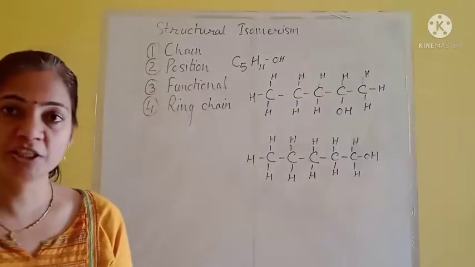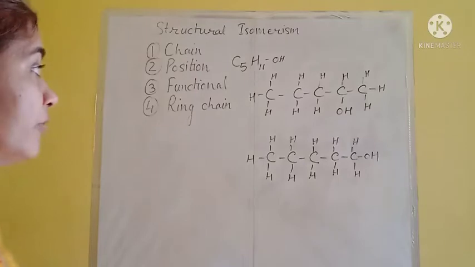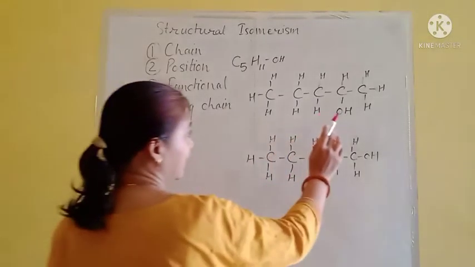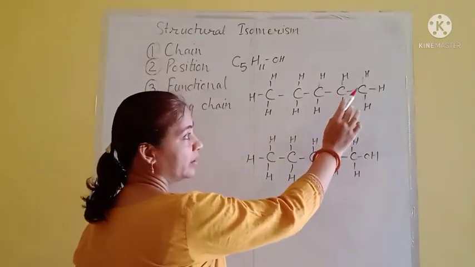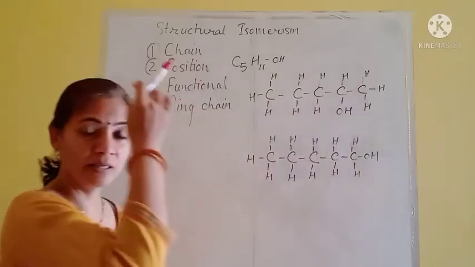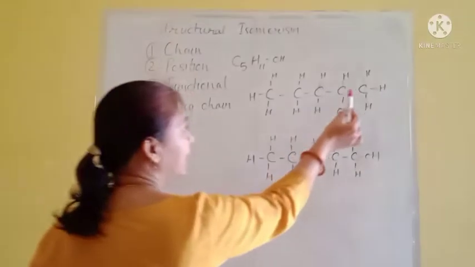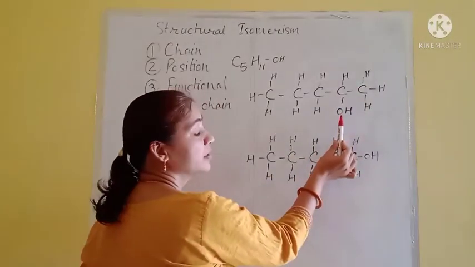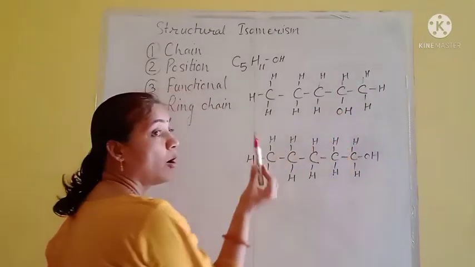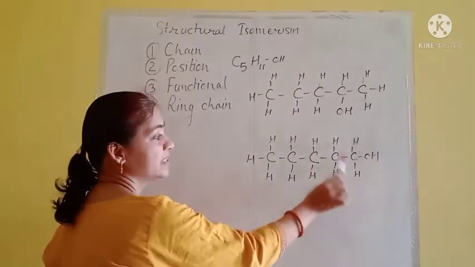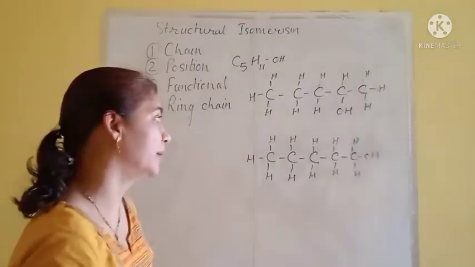So these are the position isomers. The IUPAC name will also be different. What will be the IUPAC name for this? The numbering of carbon starts from the carbon which is near to the functional group. So this will be 1, this will be 2. This has an OH group on the second carbon, whereas this has an OH group on the first carbon.